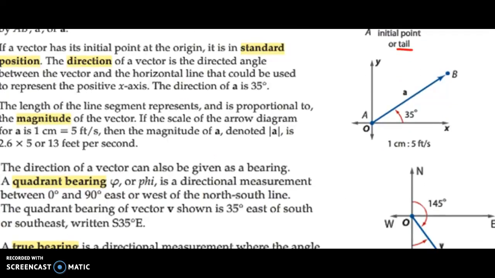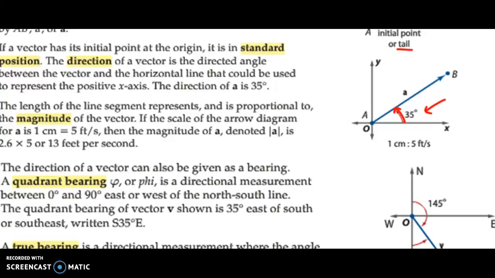Standard position is essentially the direction at which it goes. Normally standard position is from the x-axis and goes up to my vector. The direction of a vector is the direction angle between the vector and the horizontal line. So this one right here would be 35 degrees from the horizontal line.